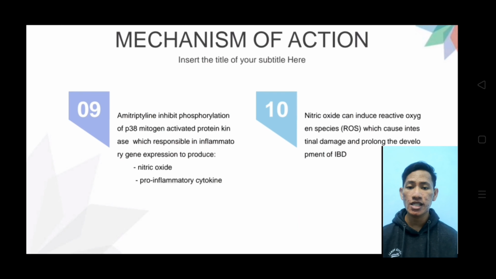Okay, the last mechanism of action is that amitriptyline also inhibits phosphorylation of p38 mitogen-activated protein kinase, which is responsible for inflammatory gene expression to produce nitric oxide and pro-inflammatory cytokine. This is because nitric oxide can induce ROS, which causes intestine damage and prolongs the development of IBD.